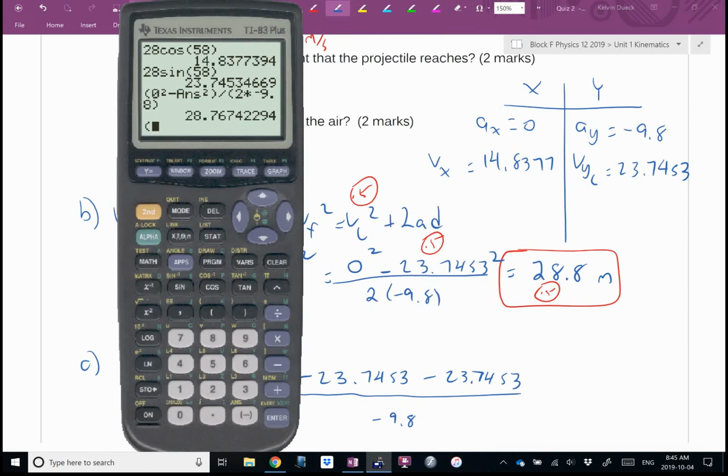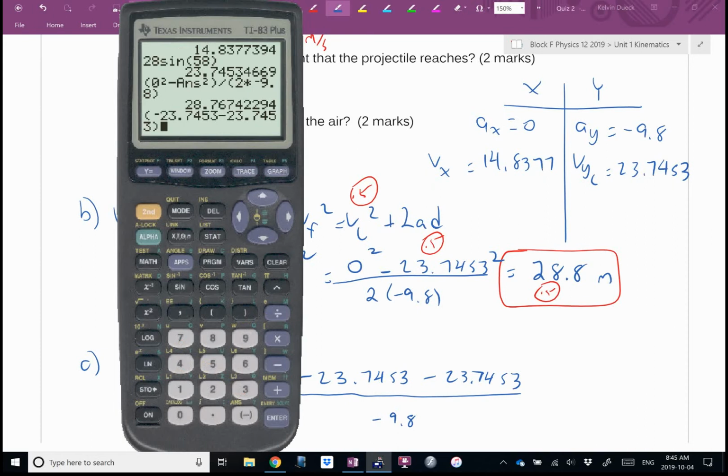Meanwhile, negative 23.7453 minus 23.7453, or I could have brought in the trig functions for that matter, divided by negative 9.8. Y'all get 4.85 or 4.84 seconds? Yes? For me, it's 4.85, but I'd take 4.84 because it's right on the tipping point of rounding off. It might be different if you use the trig functions.